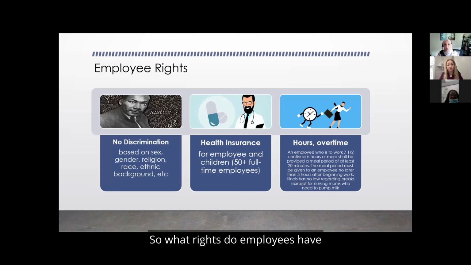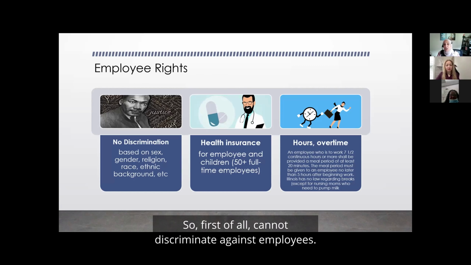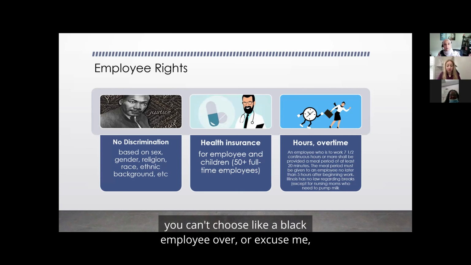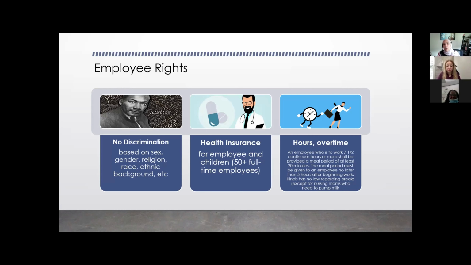So what rights do employees have versus independent contractors? So first of all, employers cannot discriminate against employees. I think most people know that. Can't discriminate based on sex, gender, religion. And actually that list gets longer and longer. But the point is that an employer can't choose a white employee over a Black employee.